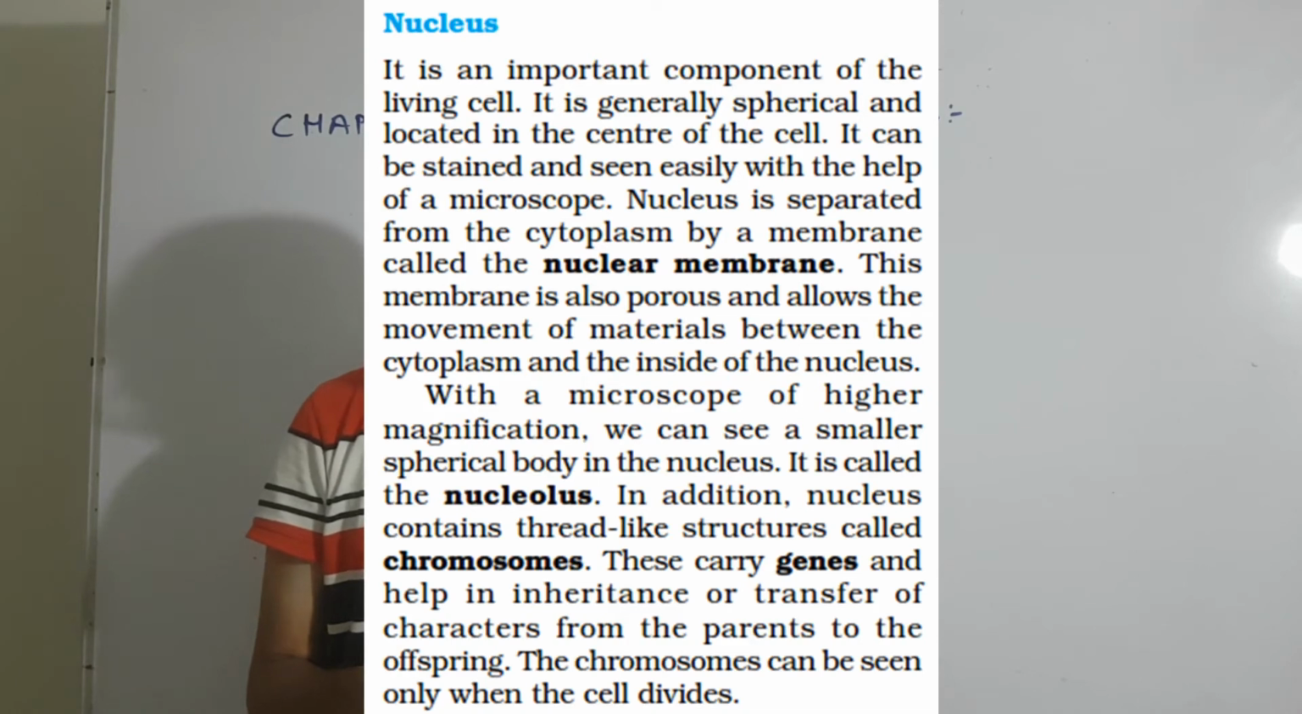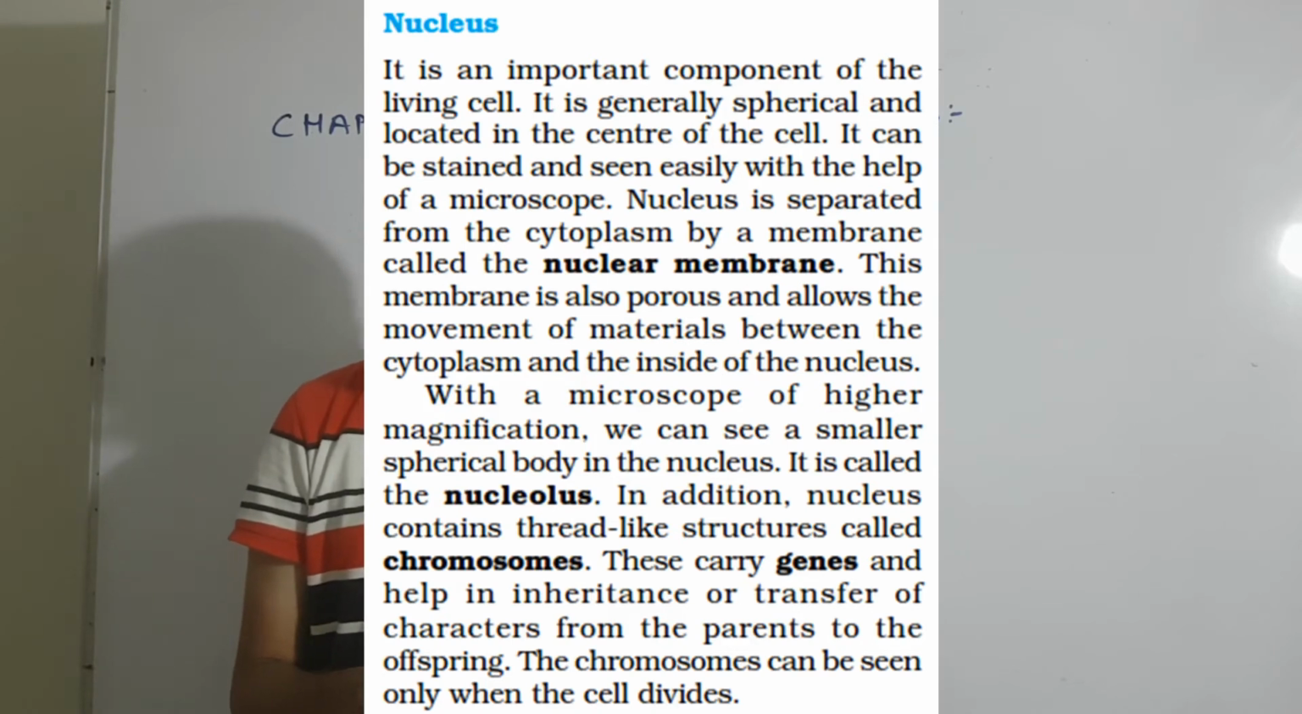With a microscope of higher magnification, we can see a smaller spherical body in the nucleus. It is called the nucleolus. In addition, the nucleus contains thread-like structures called chromosomes. These carry genes and help in the inheritance or transfer of characteristics from the parents to the offspring. The chromosomes can be seen only when the cell divides.